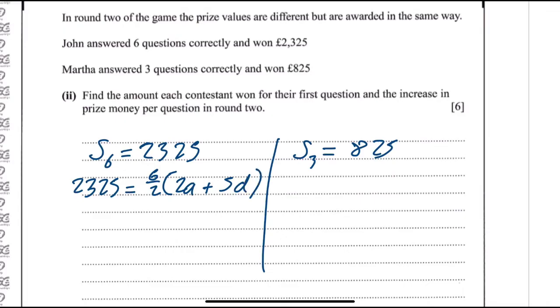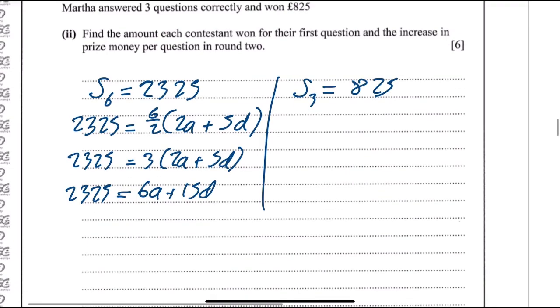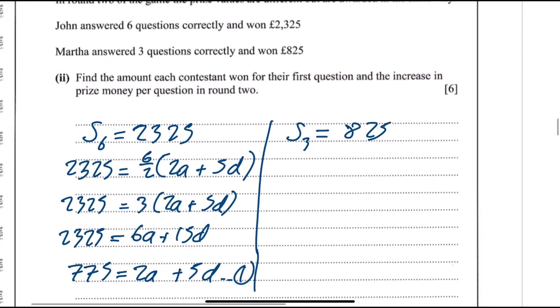We'll sort this one out. That means 6 over 2 is 3. So 2,325 is equal to 3 times (2a plus 5d), so 2,325 is equal to 6a plus 15d. And you can divide through by 3 to give you 775 is equal to 2a plus 5d. We'll call that equation 1. You can guess where we're going from this one, I'm sure. A bit of simultaneous equations.